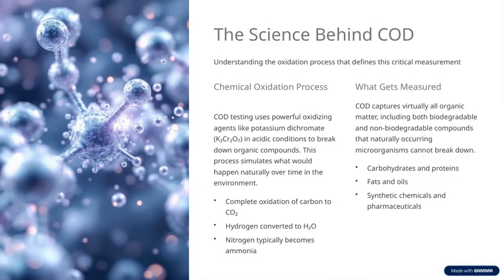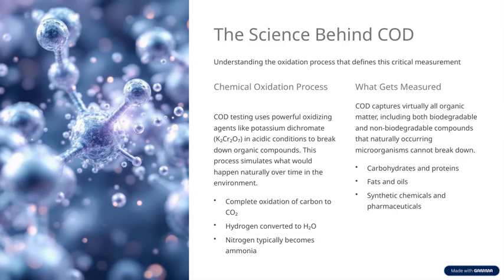This process actually mimics what naturally happens over time in the environment, but here, we do it in a controlled lab setting to get quick, reliable results. During the test, carbon is completely oxidized to carbon dioxide, which tells us how much organic material is present. Hydrogen is converted to water, and nitrogen usually turns into ammonia.